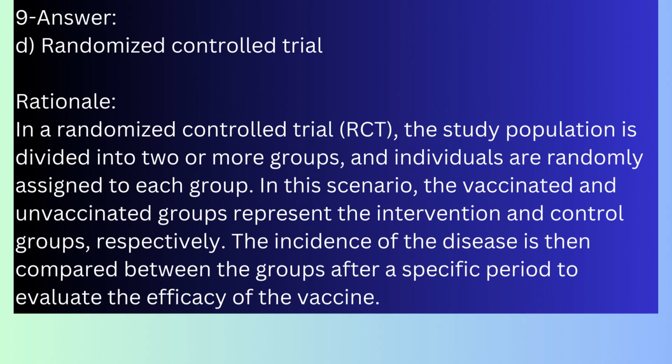Randomized controlled trial. Rationale: in a randomized controlled trial, RCT, the study population is divided into two or more groups, and individuals are randomly assigned to each group. In this scenario, the vaccinated and unvaccinated groups represent the intervention and control groups, respectively. The incidence of the disease is then compared between the groups after a specific period to evaluate the efficacy of the vaccine.